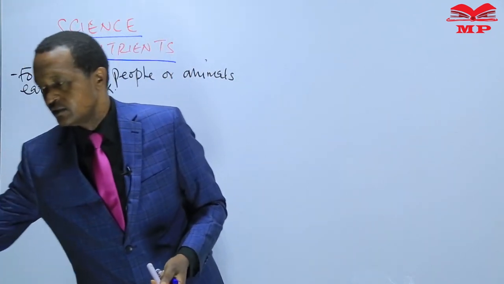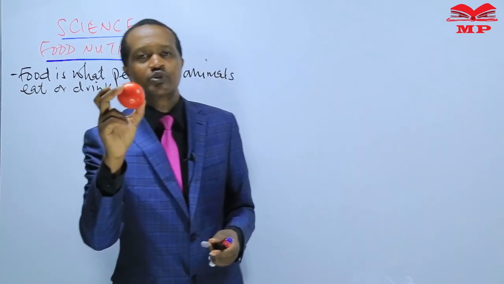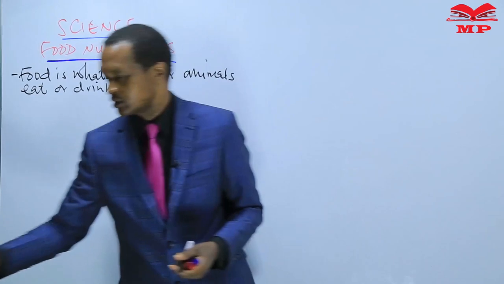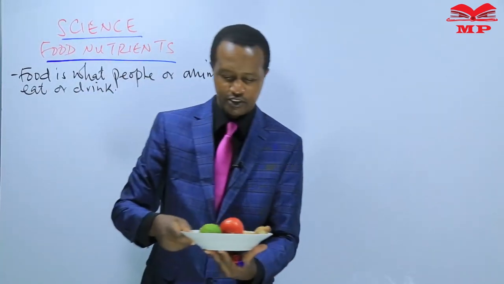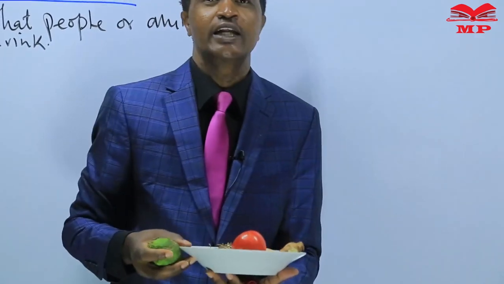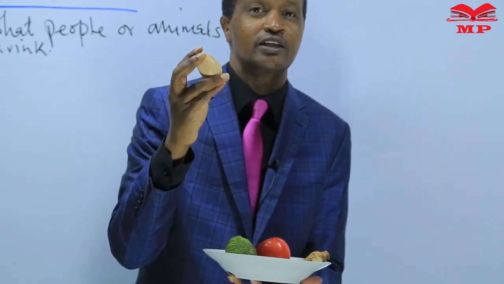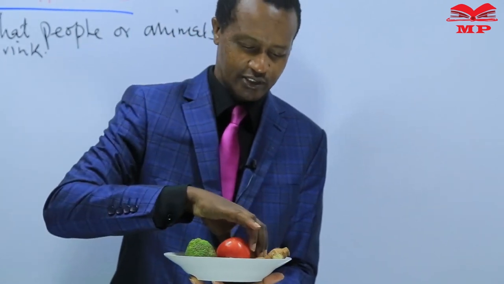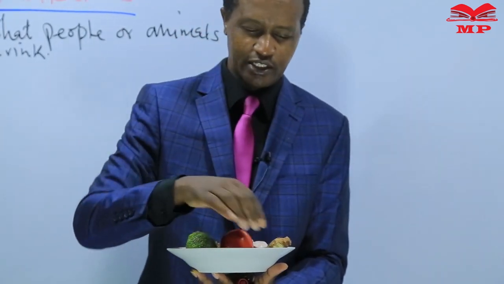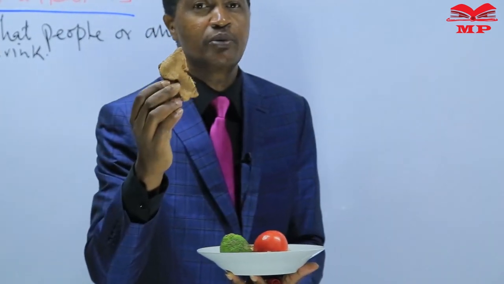Like, I have some foods here. Tomatoes. Tomato. Okay, this one, animals eat. People also eat tomatoes. Then what do you call this? Lemon. This is lemon. I have a small egg. This is an egg. Okay. Then I have garlic. This is food. I have ginger. This is what we call ginger. This is food that people eat.